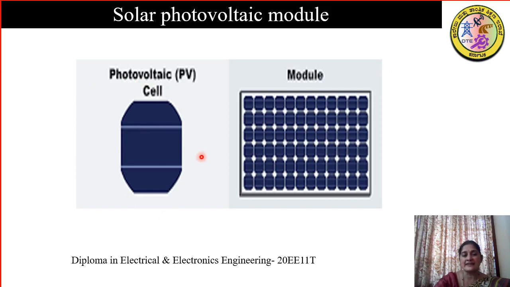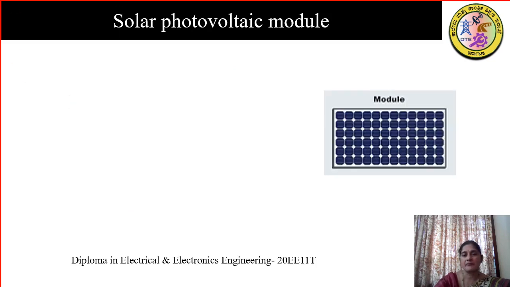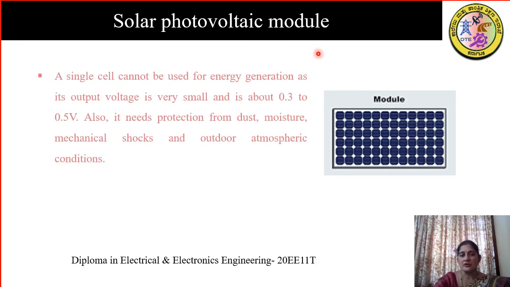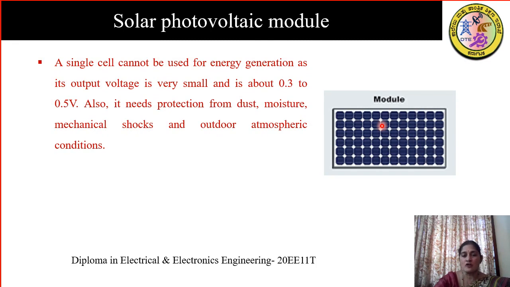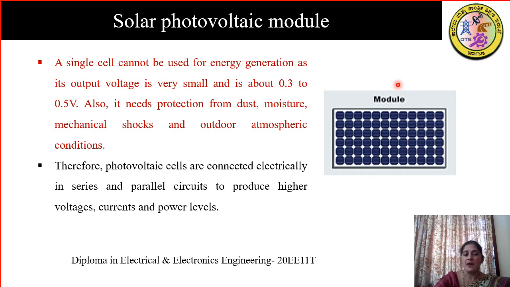The photovoltaic cell that we studied as a single unit produces a very small voltage. It is not feasible to have a substantial amount of energy by using a single cell. So what we do is we put together a group of cells. This group of cells is called a module. The purpose of providing a module is to increase the voltage, current, or the power. Voltage can be increased by connecting the photocells in series. Current can be increased by connecting them in parallel, and thus the power level can be enhanced.